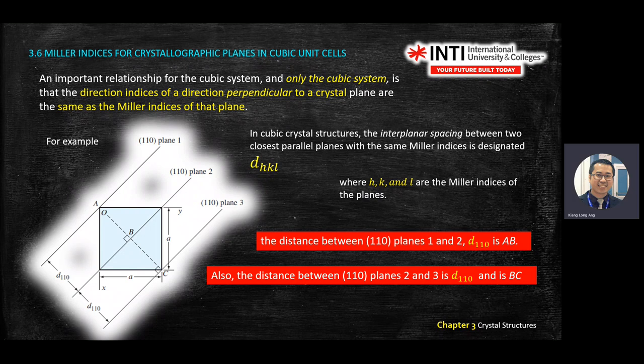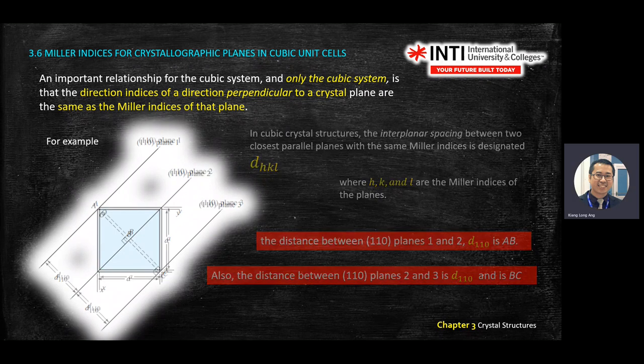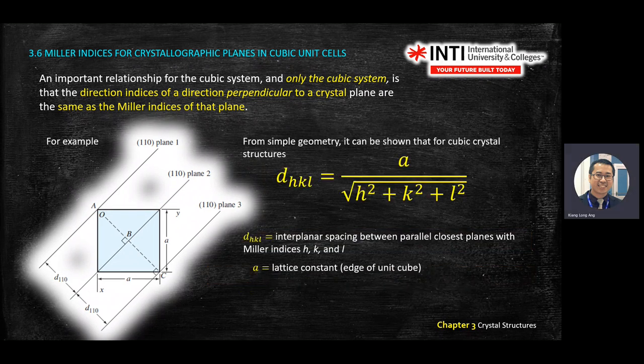3.6 important is the DHKL. What I mean by HKL? HKL is the constant at the plane. This one also I skip. There is a calculation to calculate the number of DHKL. This one already have a table to help you to find it, so you don't need to memorize. Okay.